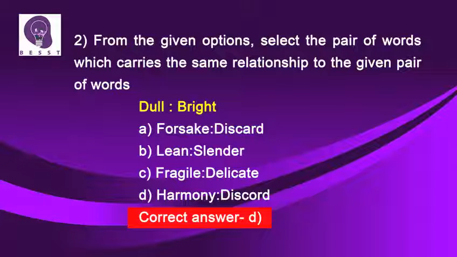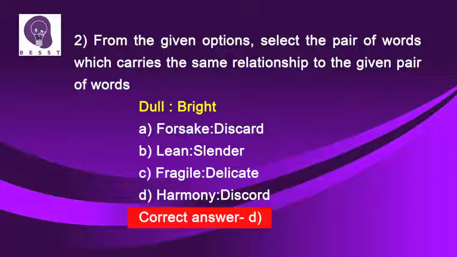Option B, lean is to slender. Lean means thin and slender also has the meaning of being something thin. So option number B is also not correct. Option C, fragile is to delicate. Now what is fragile? Fragile means something that is weak or easily breakable, and delicate also means fragile. So they are similar in meaning. Option number C is also not correct.